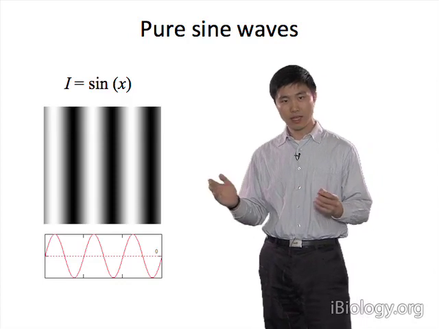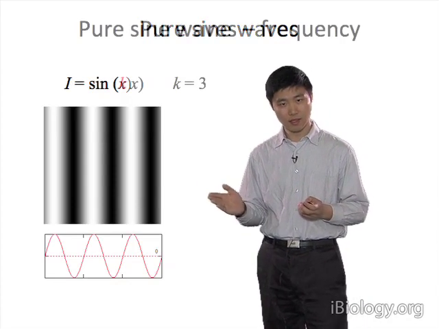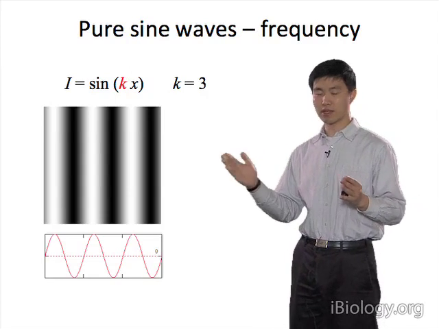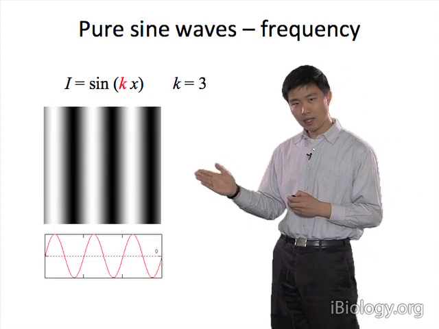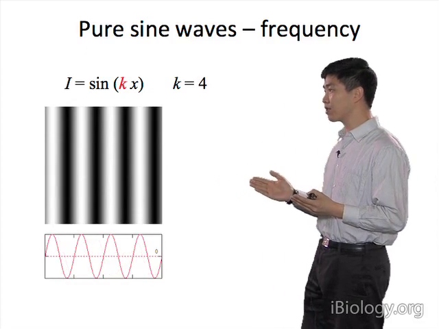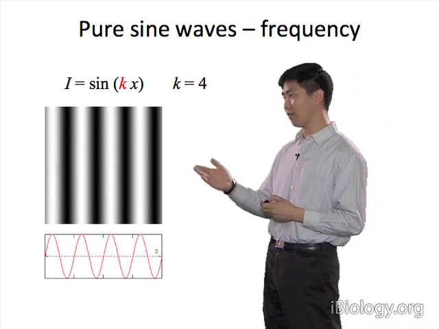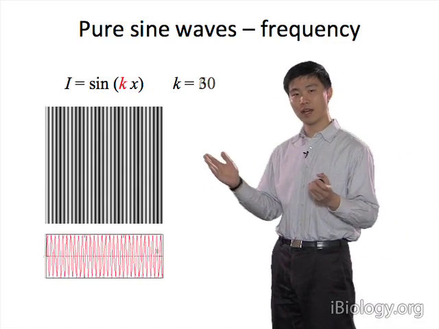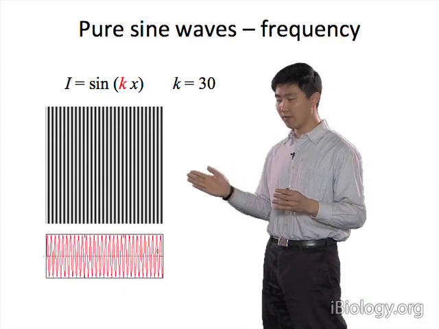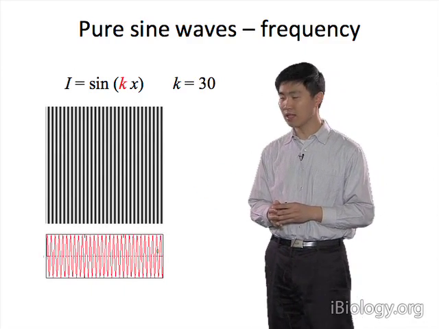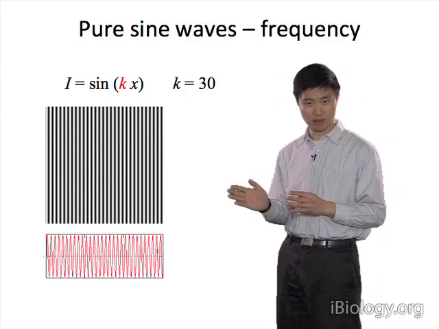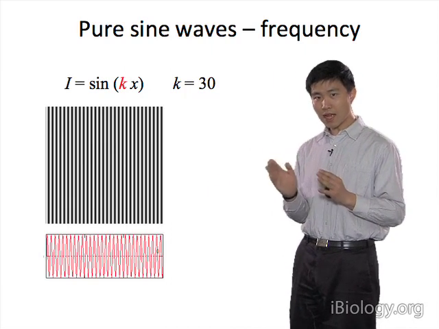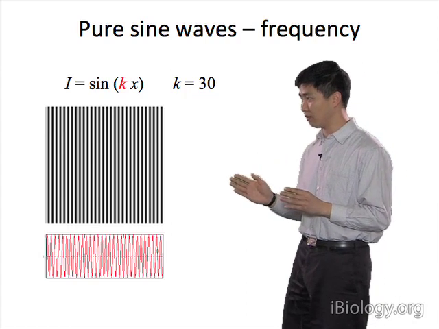For example, you can have different spacing or different frequencies. In this case, you can see 3 white strips in the entire field of view. We can say it has a frequency of 3. And when you have a frequency of 4, k equals 4, you have 4 white strips. And higher frequency, k equals 6, and even higher, when you have k equals 30, then there are lots of white strips in here. Very dense, high frequency waves. So that's one aspect of a pure sine wave.